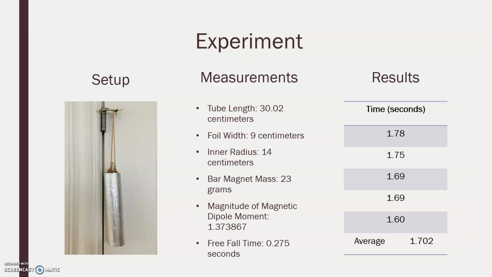I repeated the procedure of Lab 3 to recalculate the magnitude of the magnetic dipole moment, which is now 1.373867. The results of this experiment are shown to the right, indicating an average fall time of 1.702 seconds. This is greater than the time it takes for the bar magnet to fall in free space, which is 0.275 seconds.